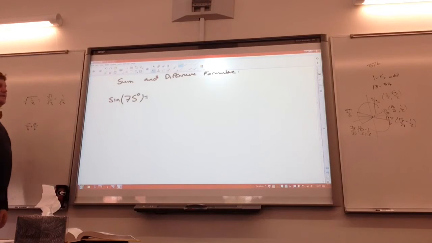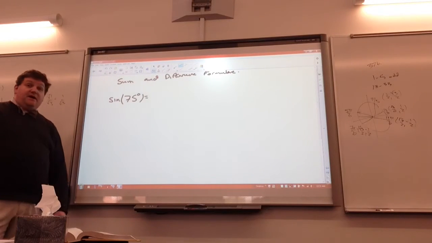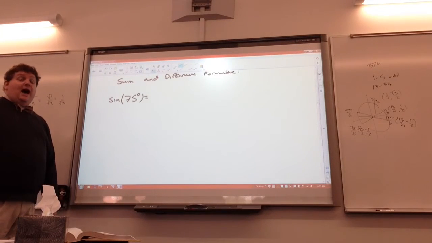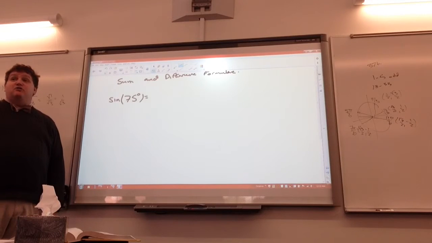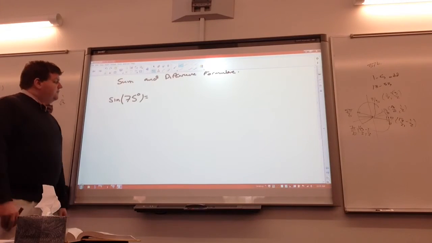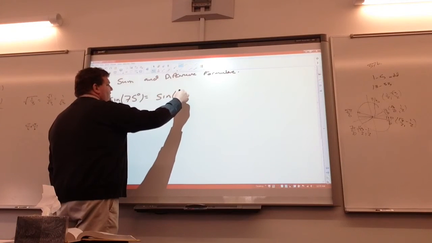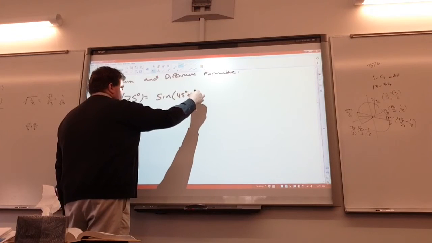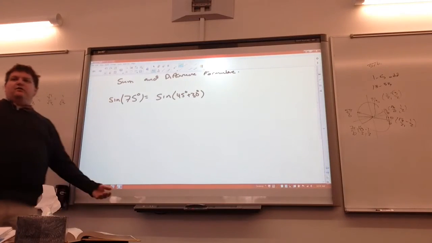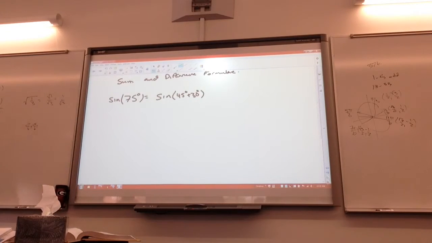And that's what the sum and difference formulas are. Instead of trying to figure out what the sine of 75 is, I'm going to break this apart into two things that I actually know the answer to. I know what the sine of 45 is, right? I also know what the sine of 30 degrees is, correct? So instead of trying to do this, I'm going to make this the sine of 45 degrees plus 30 degrees, because those are two angles I do know the answers to.